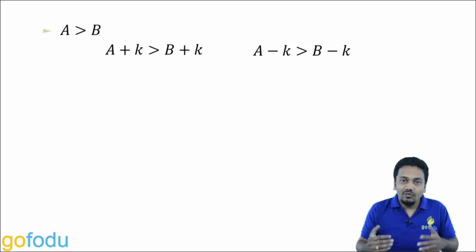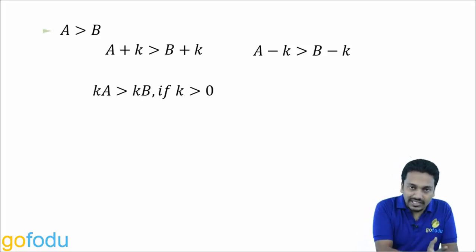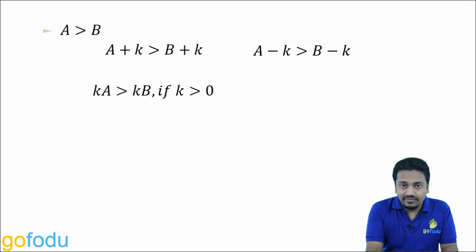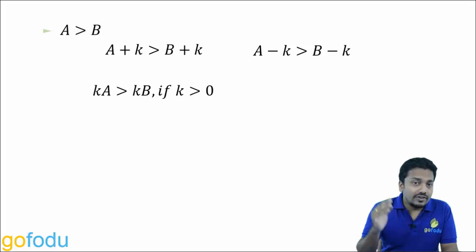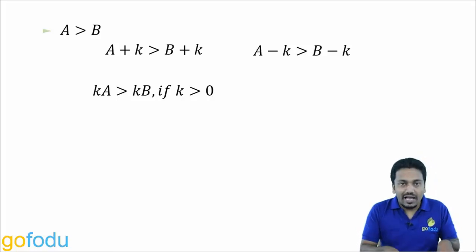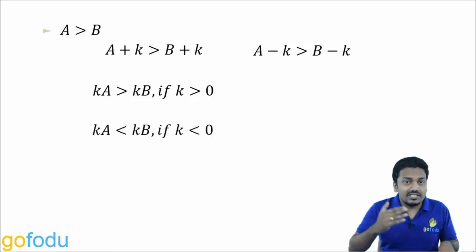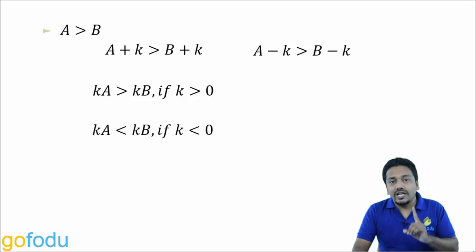What about multiplying by the same number on both the sides? Well, the sign of inequality won't change if the number is positive. If k is positive, we can directly multiply both the sides by k. But on multiplying by a number k which is less than 0, the sign of inequality will change. Now this k could be fractional also.